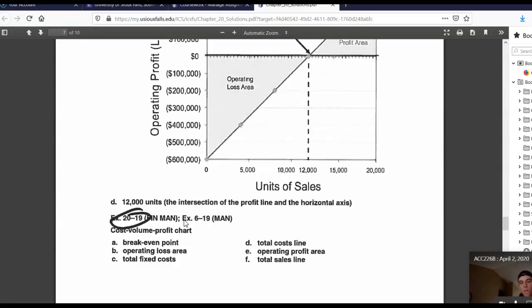And then going up, that's letter D, that's the total cost line. So it's going up, the variable part, if you will, the mixed part. F, after you break even, that's the sales line continuing up, going up. That's the sales line. I think we've identified all the letters then in number 19. So we'll stop there for today. It's not a terribly long day.